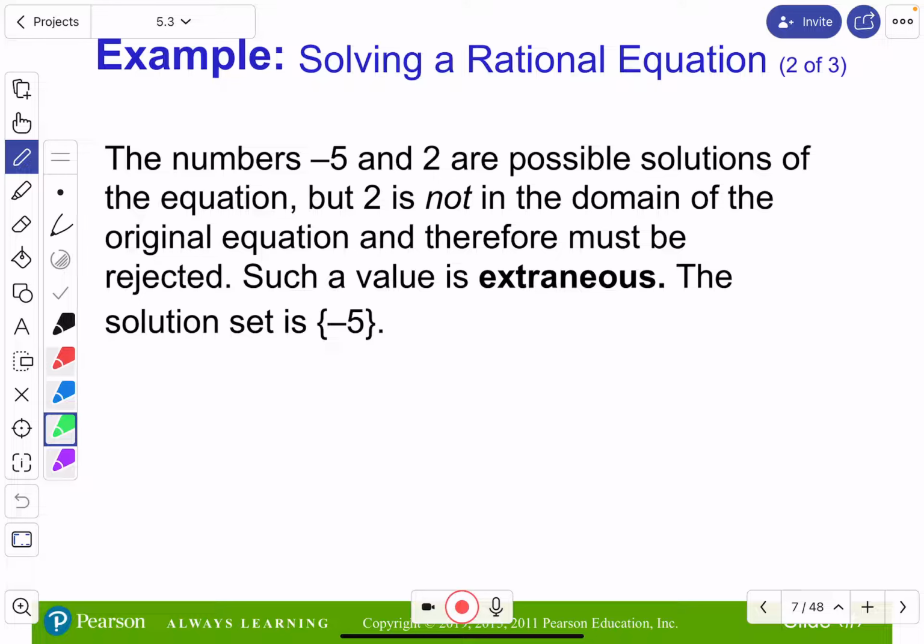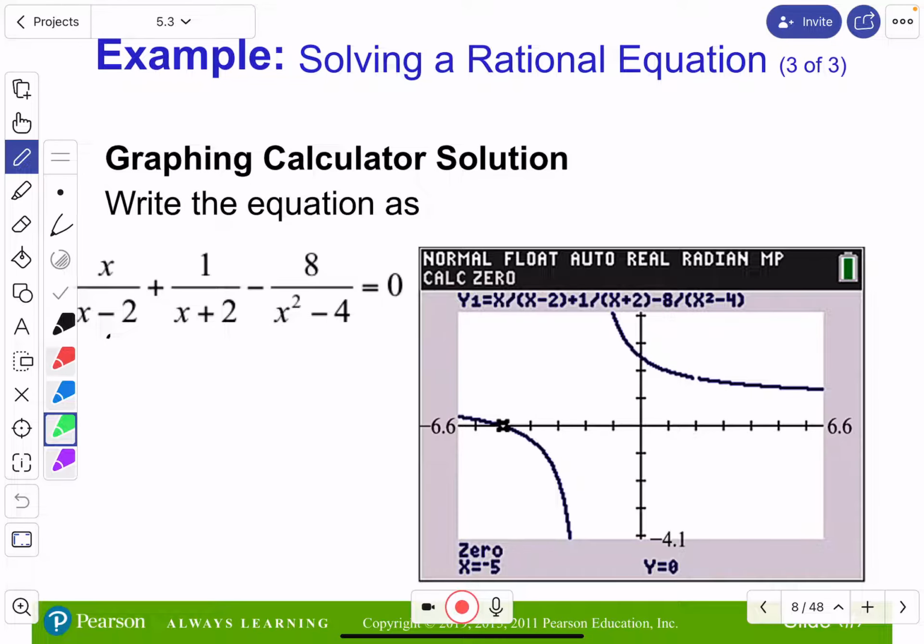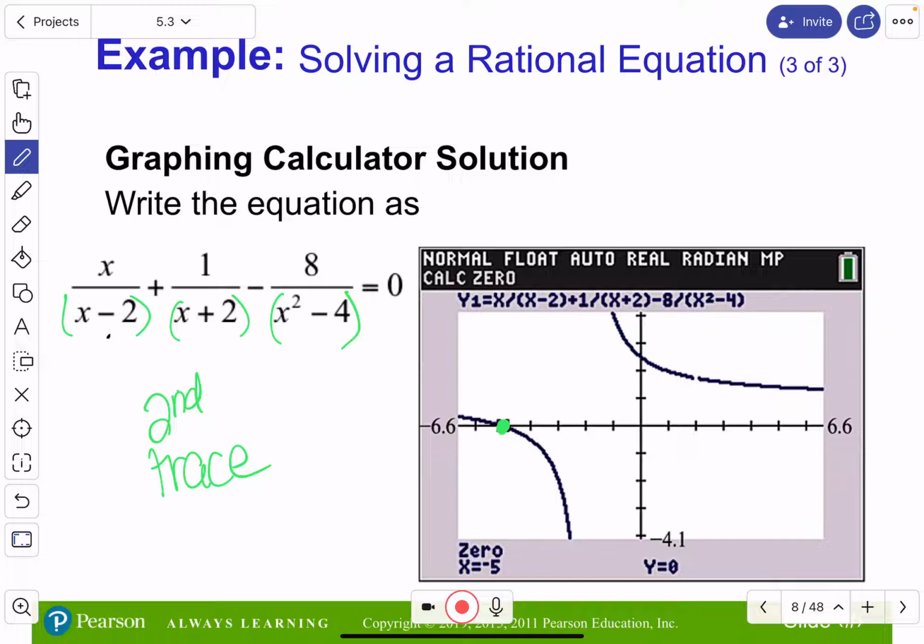So that's what we just talked about. With a graphing calculator, if we subtracted the solution from both sides to make it equal 0, we could just type this in, remembering to put your denominators in parentheses when you type it in, and then find your y-intercept with second trace 0. We would get -5. And if you look over here where x is 2, there's a hole in the graph. So that's another way to see that it's not the solution.